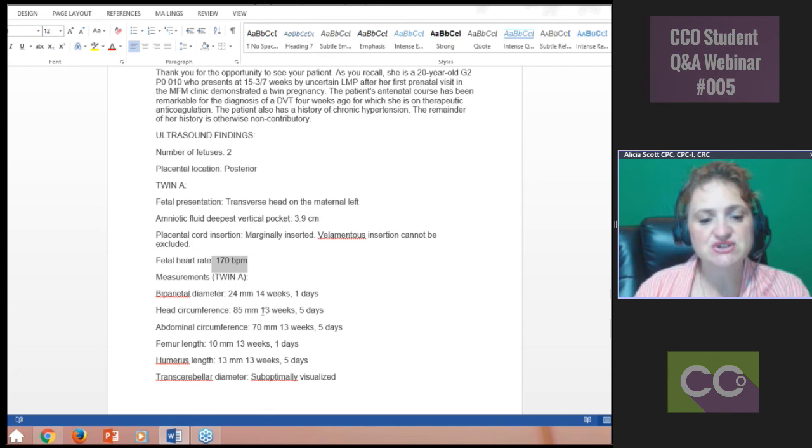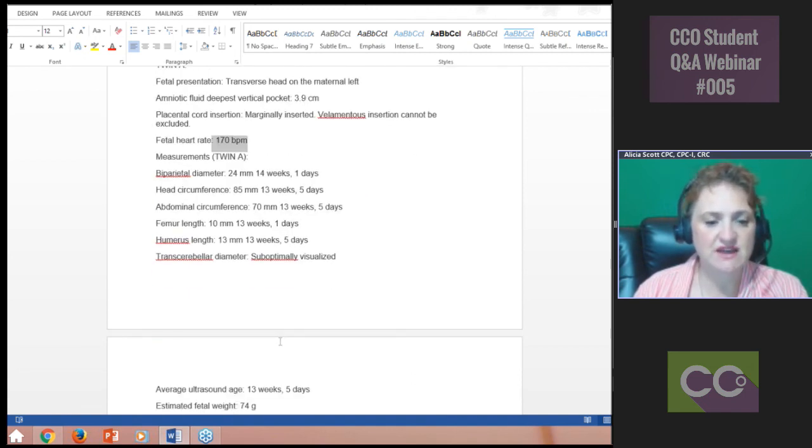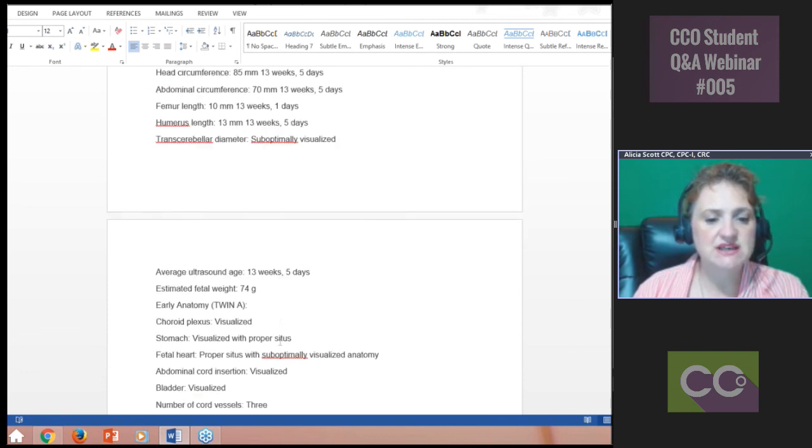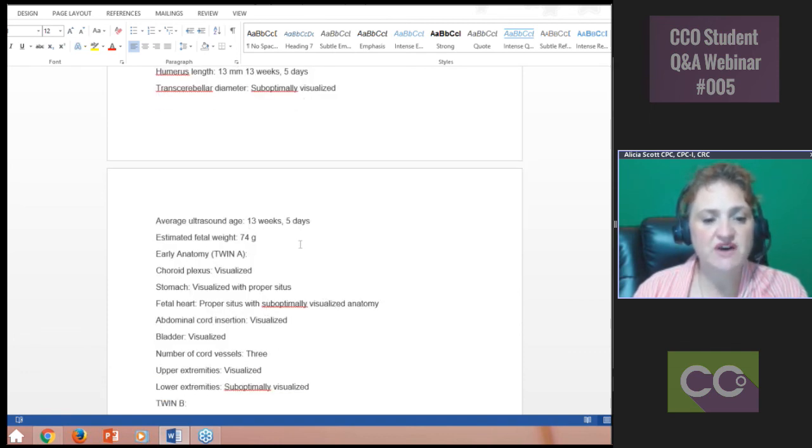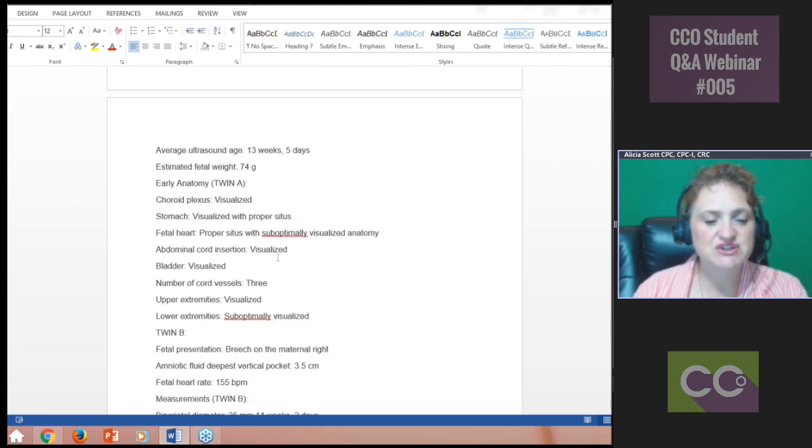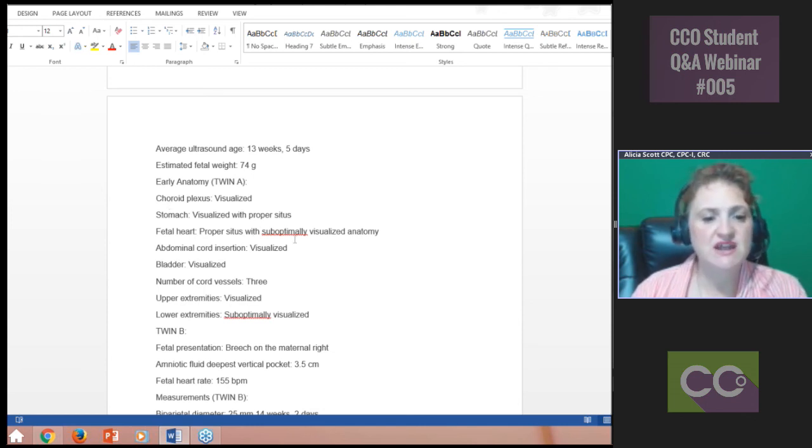So the head circumference is 13.5 and 13 weeks 5 days, and the femur length is usually what they go by, is 13 and 1 day. There's other things that they track and then they average that out. Let's see, so that averaged out to 13 weeks and 5 days, and you get the baby's weight, and they go through and they visualize the baby's heart rate, that its stomach is looking right, they've got a bladder. All of these things are common things to check on an ultrasound.